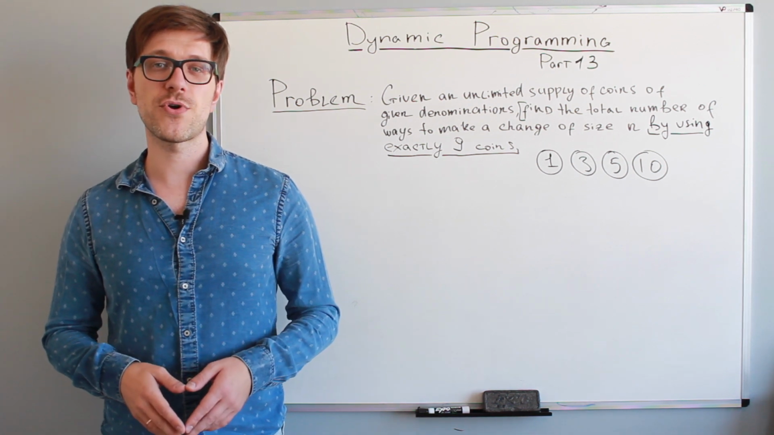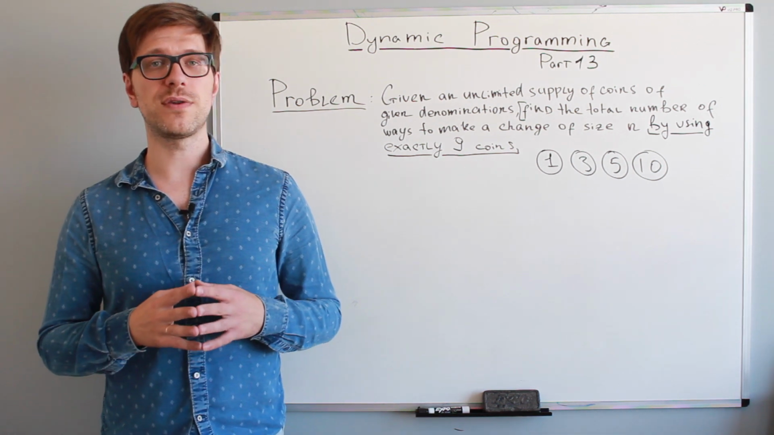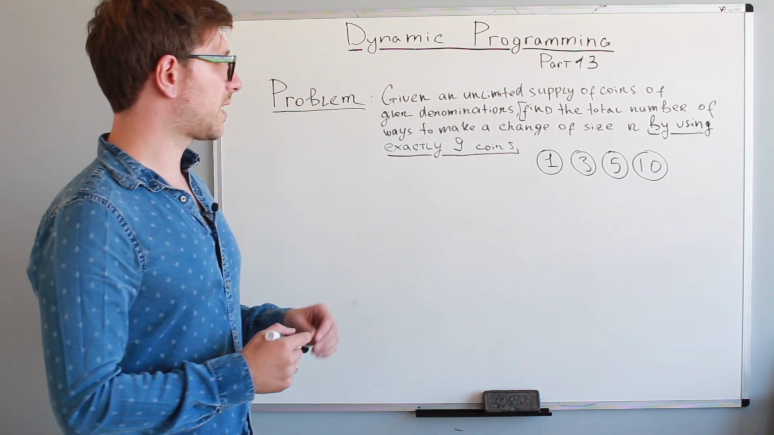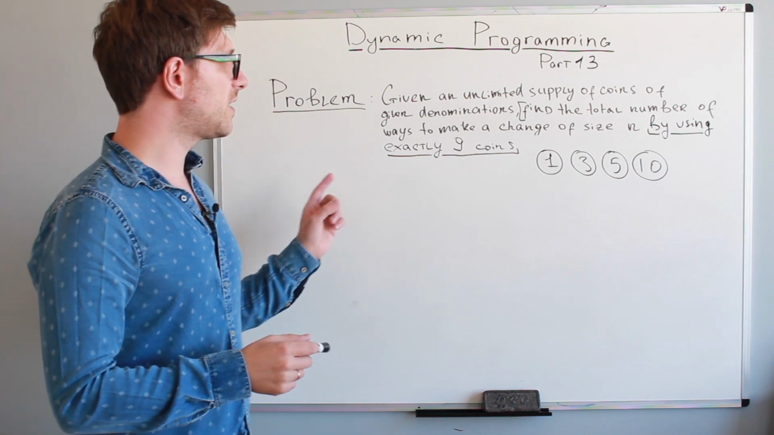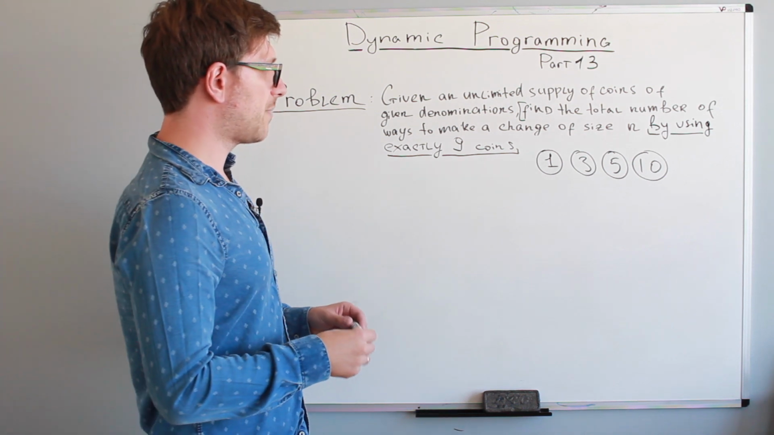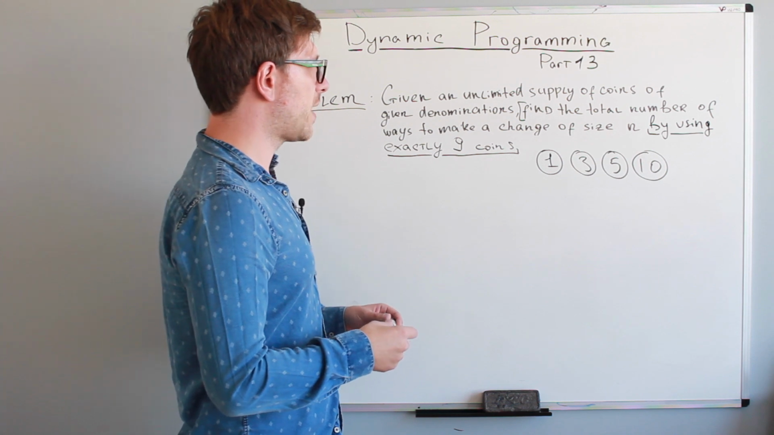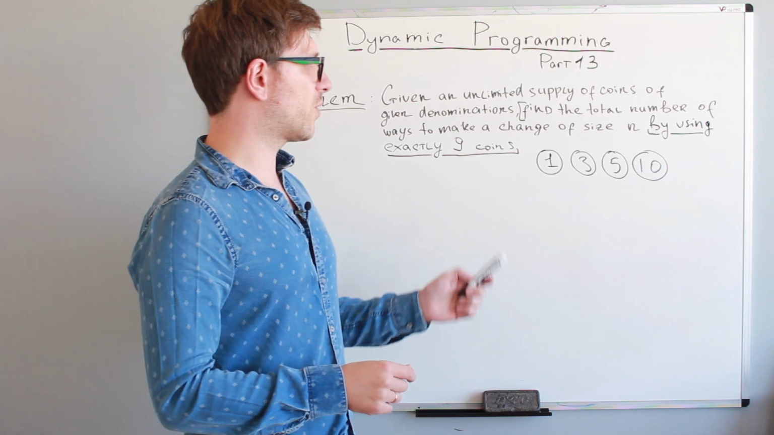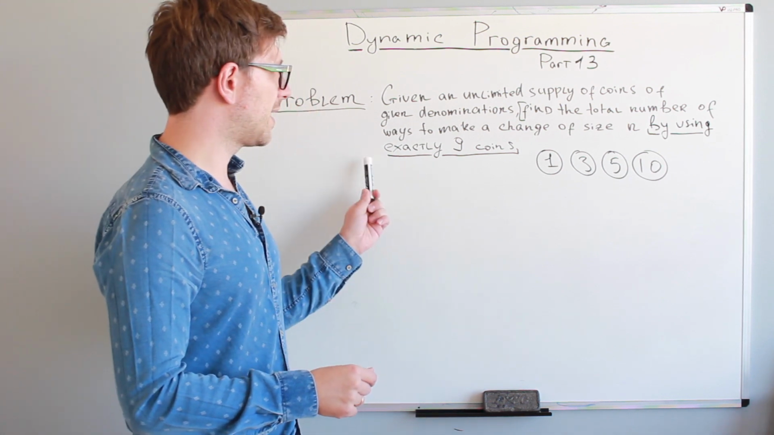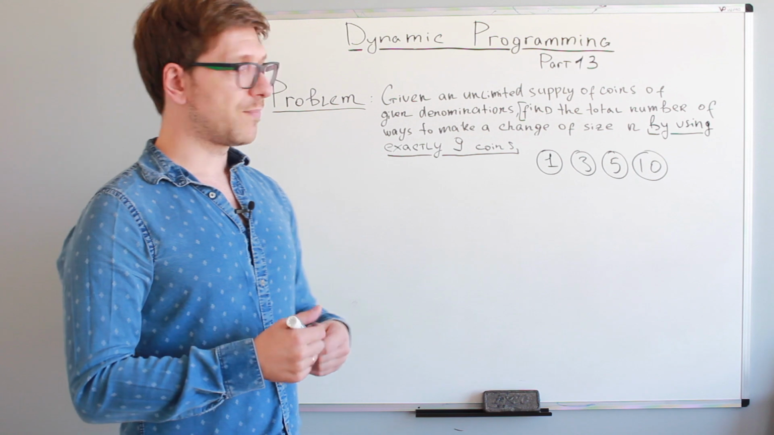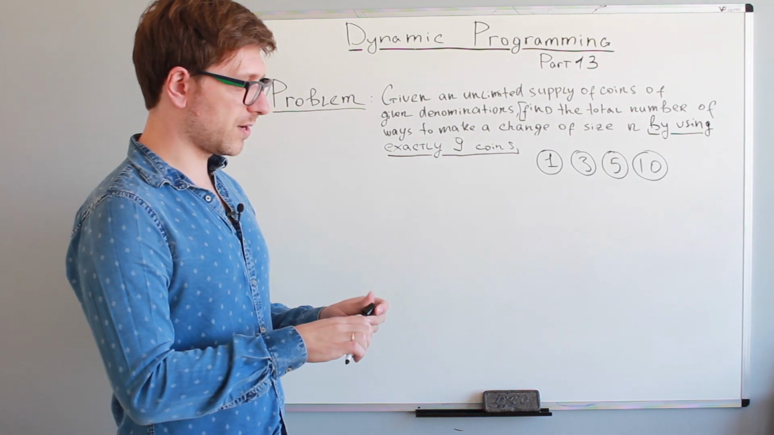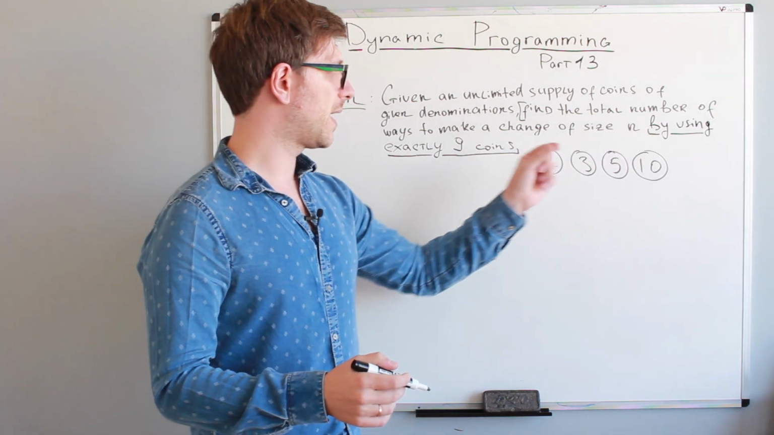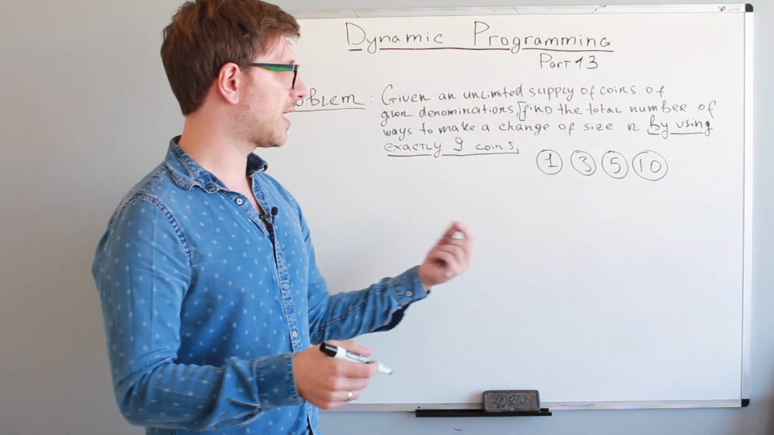This is lecture number 13 and today we're going to review another variation of the coin change problem. In the previous lecture, the problem statement was: given an unlimited supply of coins of given denominations, find the total number of ways to make a change of size n. And as you can see, I added a minor requirement here that we have to use exactly 9 coins. So we have two things here. First, we have to find the total number of ways to make a change of size n, and we have to use exactly 9 coins.